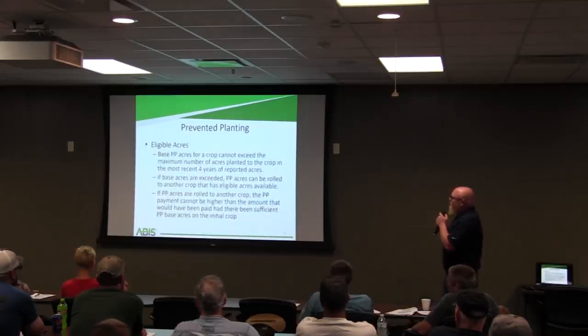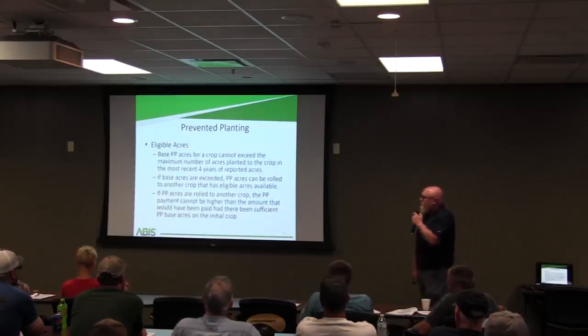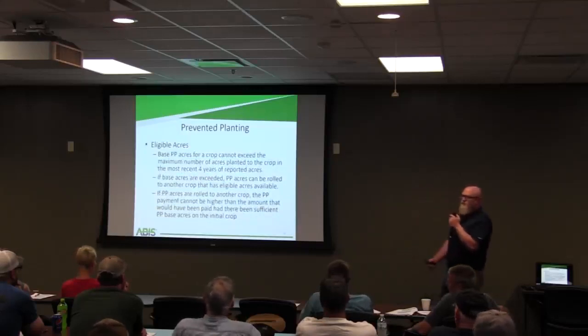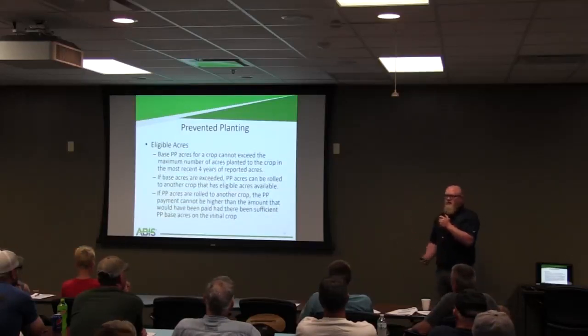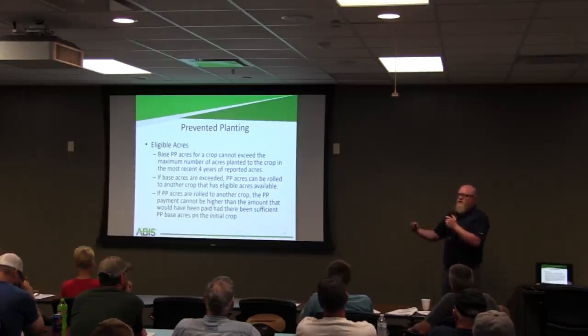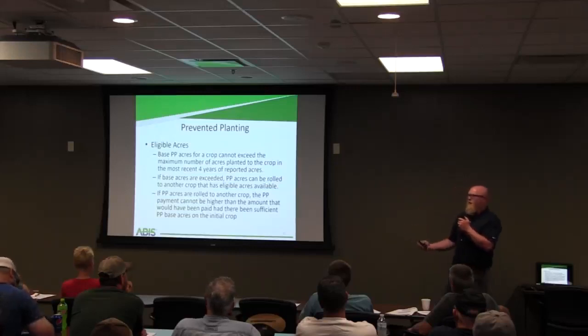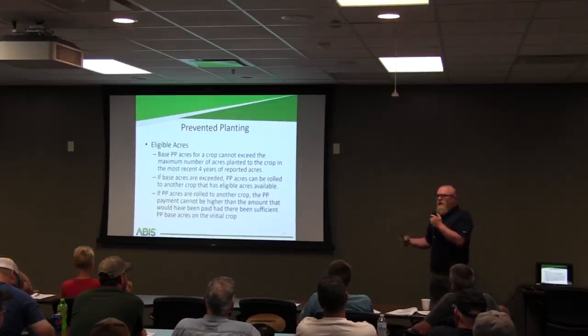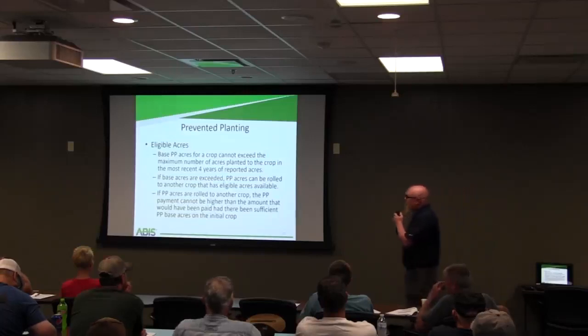So the base prevented plant acres for a crop cannot exceed the maximum number of acres planted to the crop in the most recent 4 years. So if we were to look at your APH databases and add up all the acres of corn in the most recent 4 years that you planted corn, we couldn't have more prevented plant acres and planted acres than what you've had historically. Unless there's added land, there's a factor that's involved there. If you've got a new farm this year, there is a provision that allows for added land to be included in that. And we'll get into that here shortly.